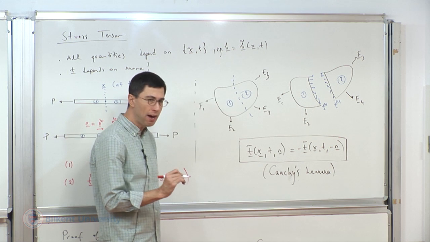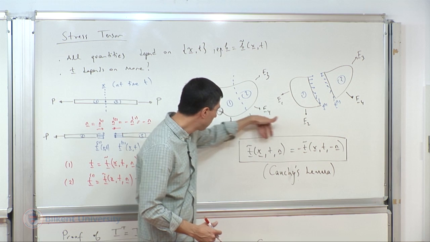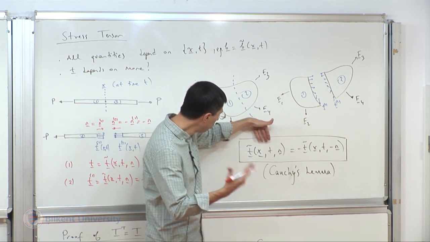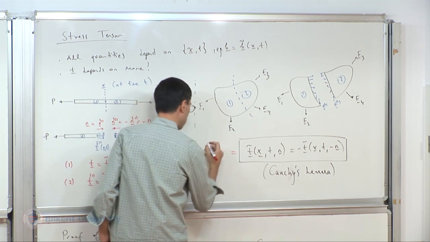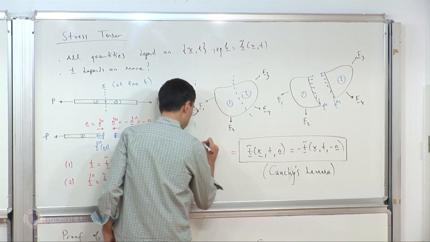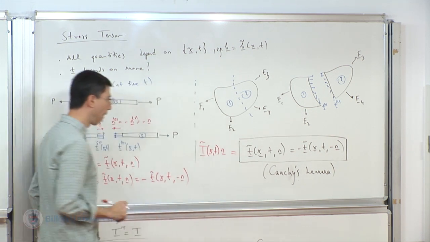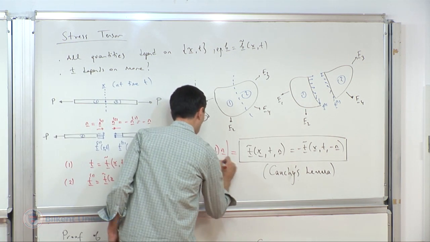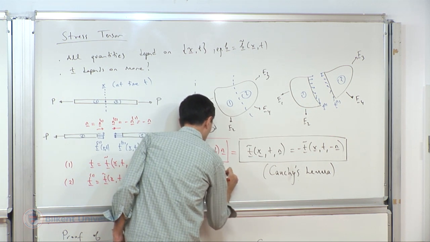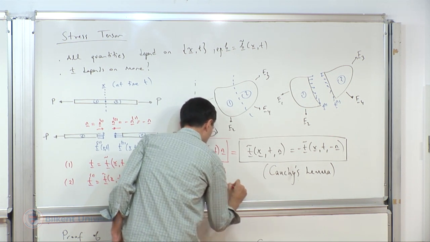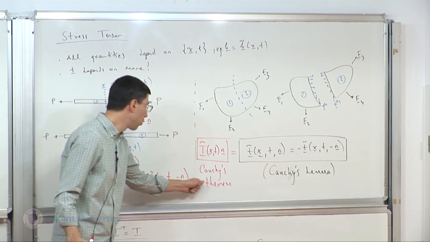And as soon as you have Cauchy's lemma at hand, right? As soon as you have this result together with the knowledge that traction depends on the normal as well, the so-called Cauchy process, a process of proof, let me say, of geometric means, leads to this result, which is Cauchy's theorem. Okay. And this is now what we're going to prove.